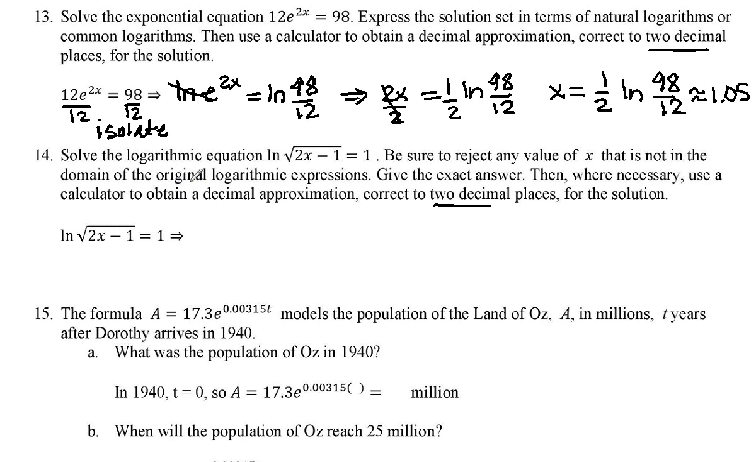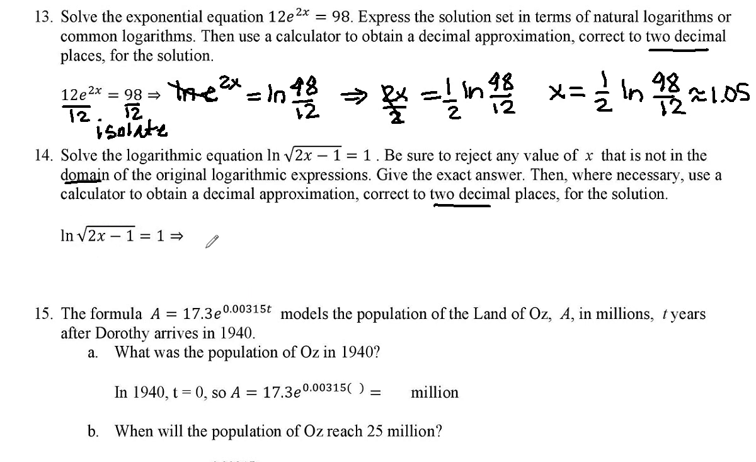All right, problem 14, solving a log equation. ln of the square root of 2x minus 1 is 1. And we want to reject any x value that's not in the domain. So remember, with logs, you can't take a log of a negative number. And we're going to give an exact answer and then 2 decimals, just like we did up above. So we've got, our log is already isolated here. Okay, so that part's all set.